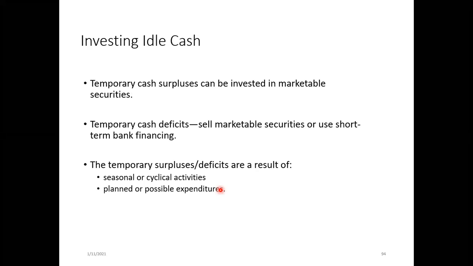And a temporary surplus or deficit may be the result of seasonal or cyclical activities. If you are facing a cash deficit, it may mean you are in a season where there is big demand. At that time you need more working capital, more money to buy more inventories, and you have to extend your credit terms to your customers. So at that time you need more money. And planned or possible expenditure: you are accumulating money for future planned expenditure.